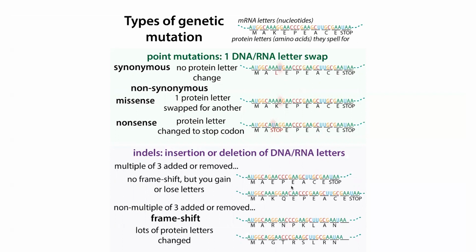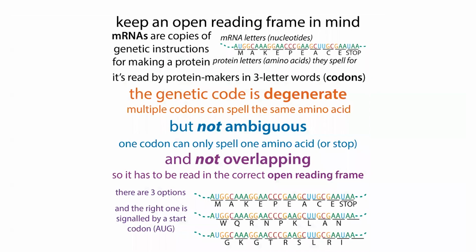And these can have different effects depending on how many are lost or gained. Because the codons are in multiples of 3, if you have a mutation that is a multiple of 3, you're going to gain or lose amino acids, but you're not going to change the reading frame. When we talk about the reading frame, basically, the ribosome can start reading in 3 different ways because these codons are non-overlapping. It's going to read codon by codon by codon, 3 at a time, not 1 at a time. And so if you start reading in different places, you're going to get different things.